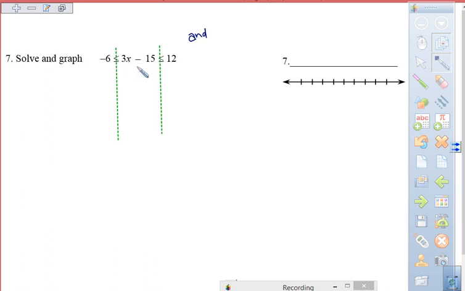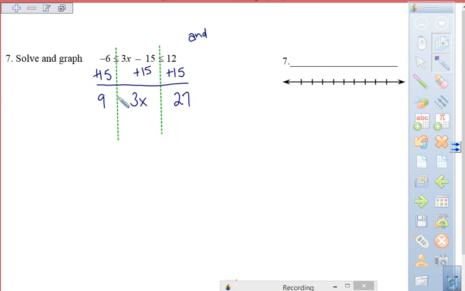So I need to get x by itself. So I want to get rid of this minus 15. So I'm going to add it. And I have to add it to 3 parts, in the front, in the middle, and in the back. So I get 9, 3x, and 27.